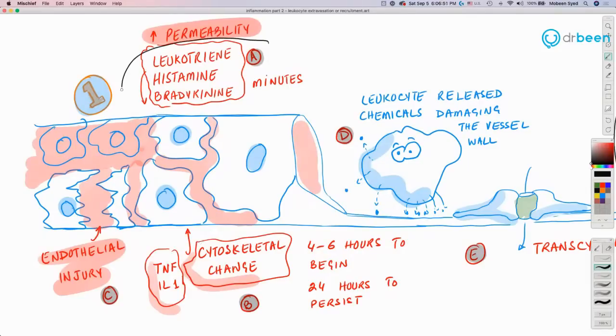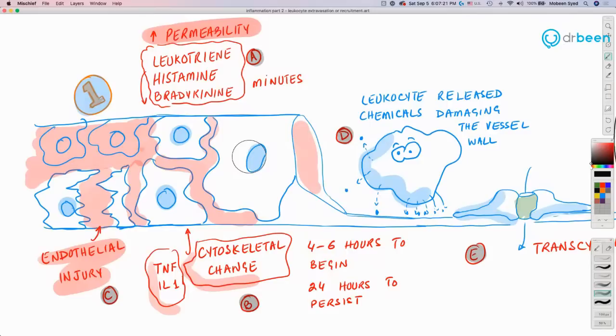So if you see here, the cell over here with histamine and bradykinin shrunk for a few minutes. But when the cytoskeletal changes occur under the influence of tumor necrosis factor and interleukin 1, these changes start within 4 to 6 hours and they stay for 24 hours or more. So the cells would now stay shrunk, and the local area would continue to have more and more edema develop.